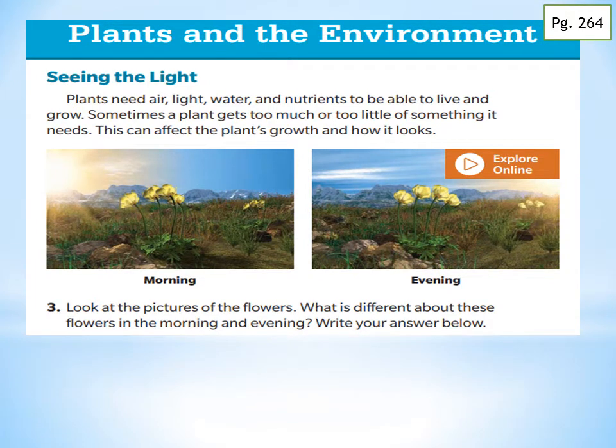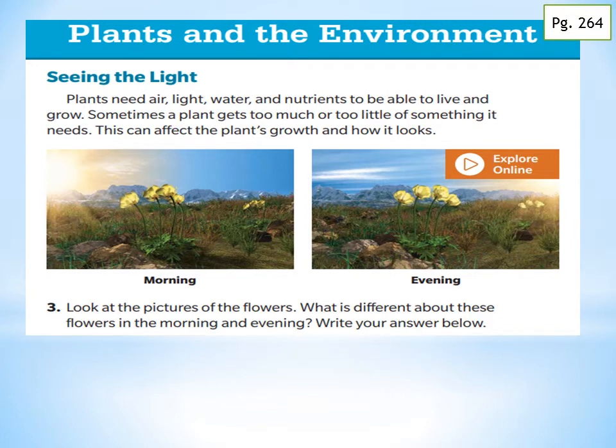Now we are on page 264, Plants and the Environment. Seeing the light. We all know that plants need air, light, water, and nutrients to be able to live and grow. Sometimes a plant gets too much or too little of something it needs. This can affect the plant's growth and how it looks.